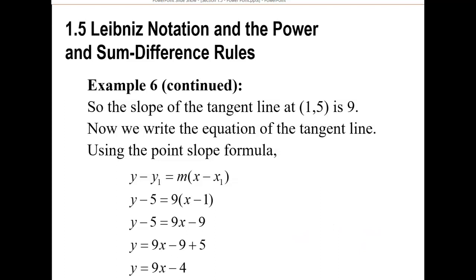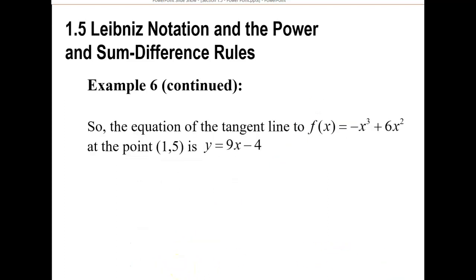If you did the y equals mx plus b version, y would be 5, m would be 9, x would be 1. You would solve for b, and you should get negative 4 as your b value. And then you could get the same answer. So the equation of the tangent line to this original function at the point 1, 5 is y equals 9x minus 4.